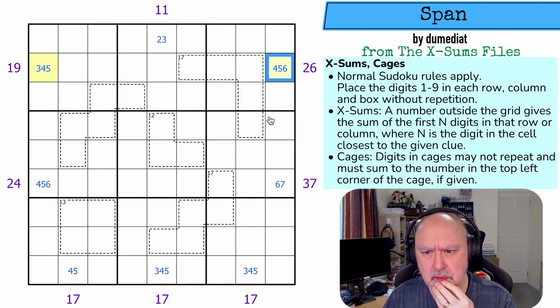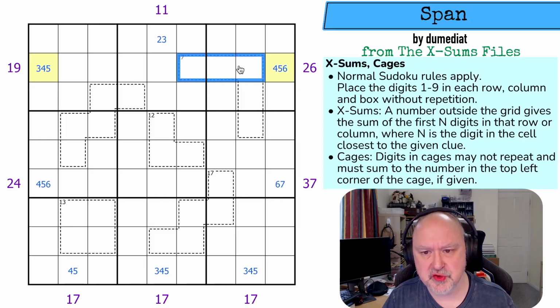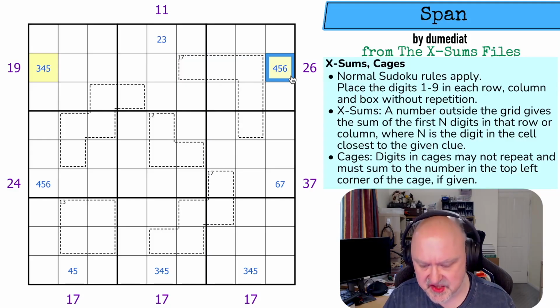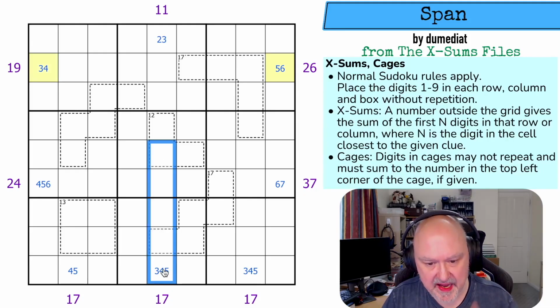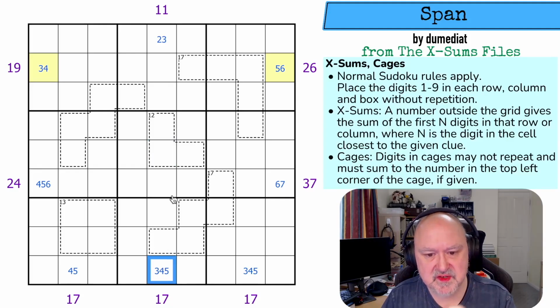That can't be a 4. If this is a 4, those digits would need to sum to 26 minus 4, which would be 22, and that's only part of a 17 cage. That can't be a 4. And that means this can't be a 5 because these 2 digits have to sum to 9. If this was a 5, this would be a 5-cell 17 sum and need 1, 2, and 3, and it can't have it. This is not a 5.